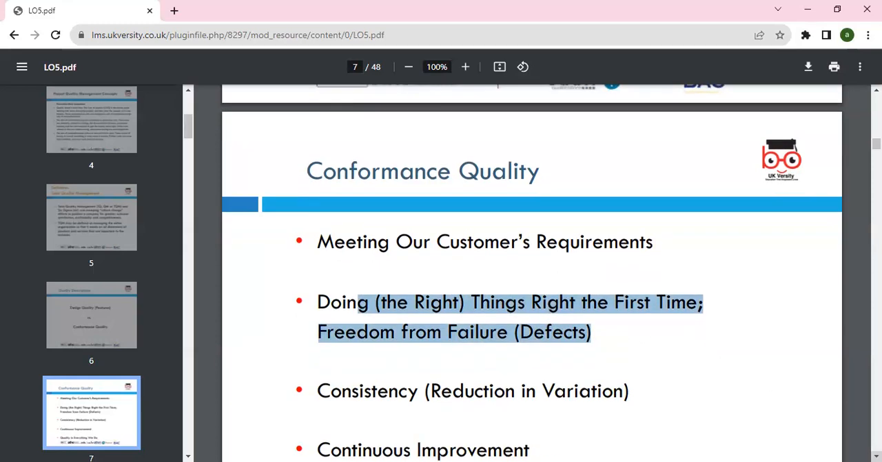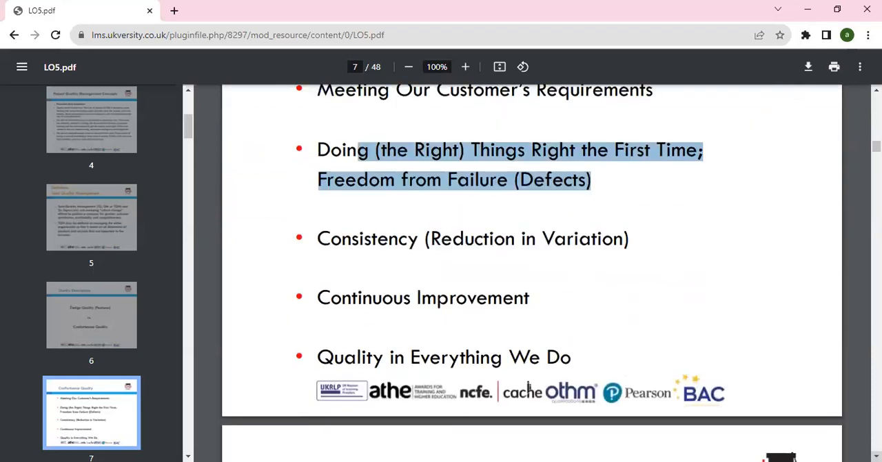Consistent reduction in the variation. Variation means the variance. So you have a budget, time or budgeted things, and then you have the actual of what you have done. The difference is called variance. We want to reduce the variance. It won't happen easily in our organizations because it's a costly process.